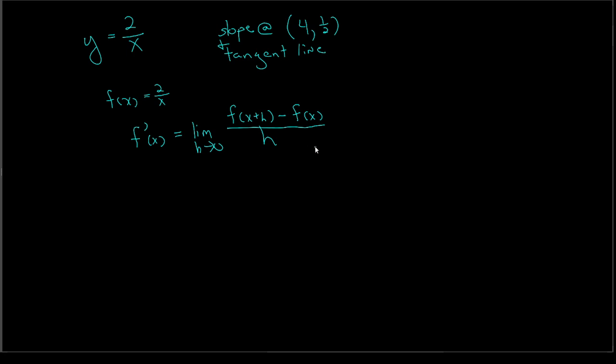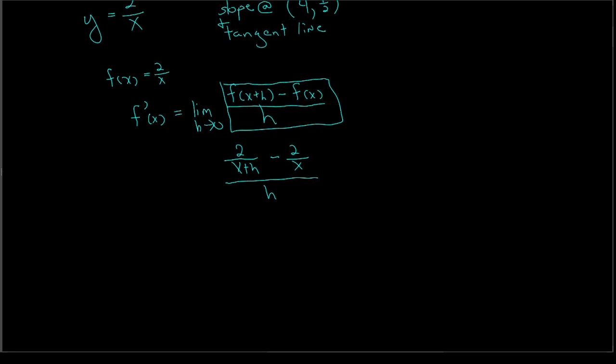So here's the difference quotient we had, and what we want to do is replace h with 0. So this becomes the format that we're going to see here. So we will substitute 2 over x plus h minus 2 over x all over h. And I'm going to just focus on this part here, knowing that when we're done we'll have h go to 0.